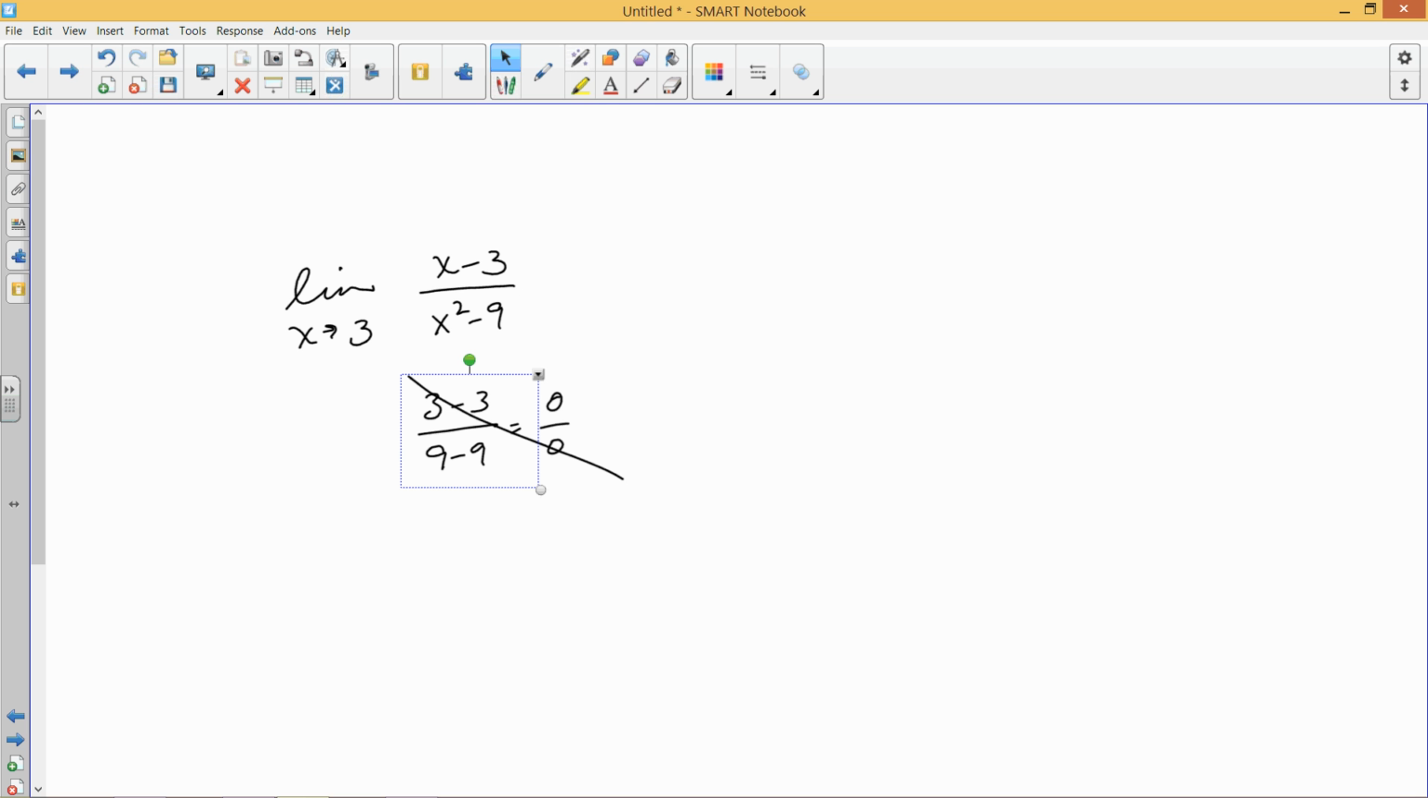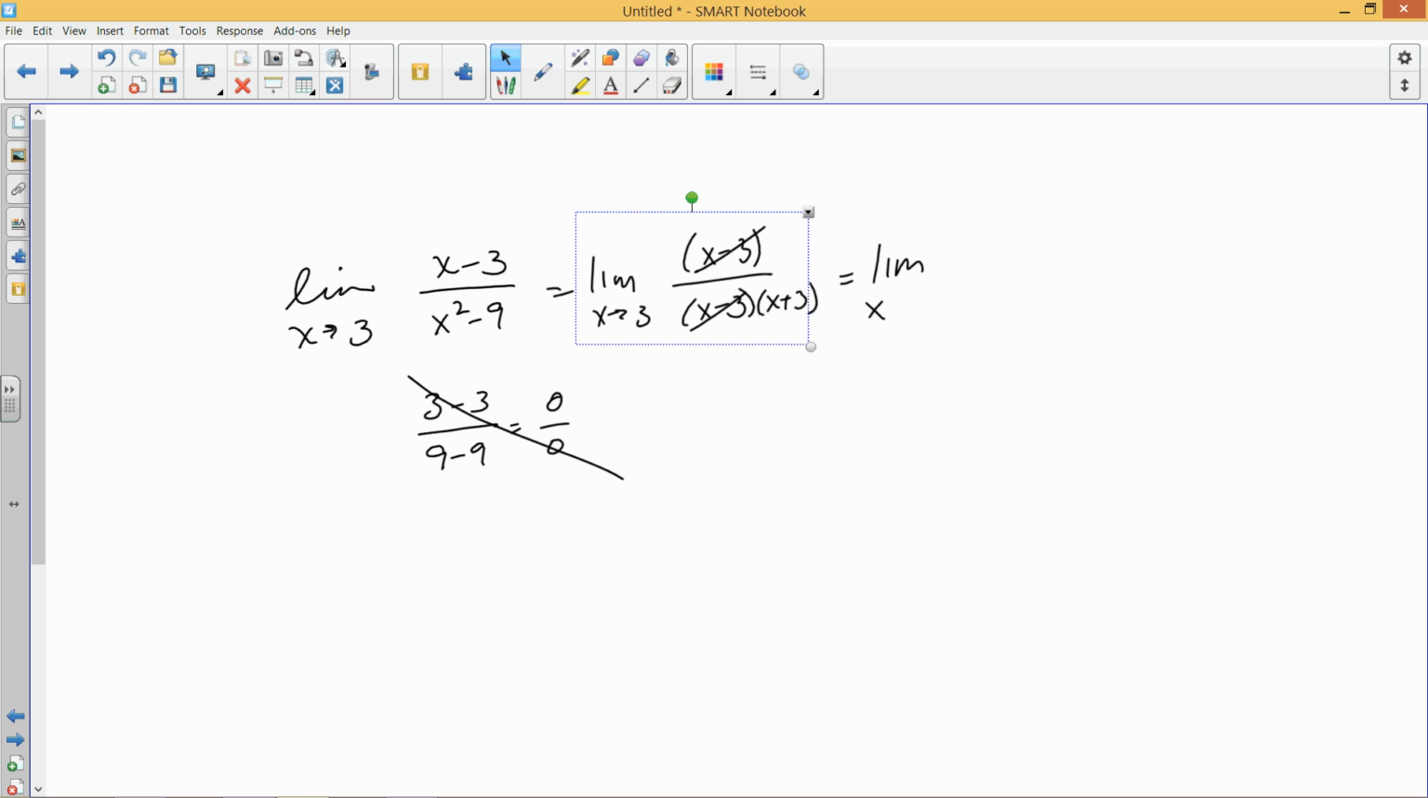In order to evaluate a limit like this, we take the limit as x approaches 3 of x minus 3 over the factored form of x squared minus 9. We cancel out the x minus 3's, and the limit of the original function is the same as the limit of the simplified version of the function, which is going to be 1/6. Now this 0 over 0 isn't the answer. It gives us the idea that we got a 0 on top and a 0 on the bottom, which means maybe there's some way for us to cancel things out. So that's where we're headed.